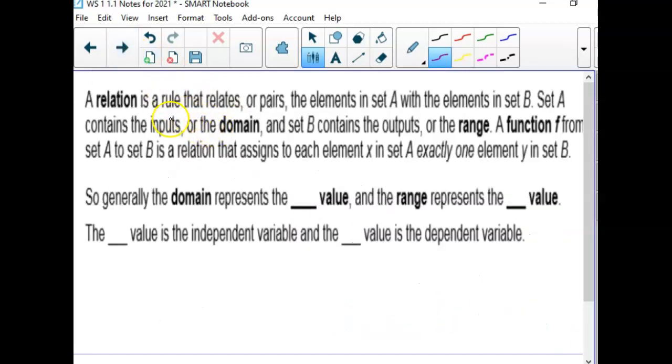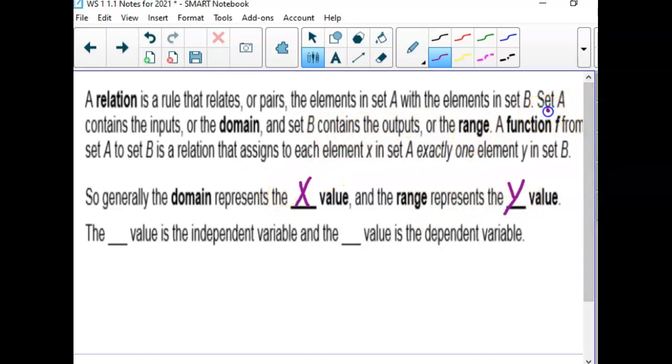All right. It says a relation is a rule that relates or pairs the elements of set A with the elements of set B. Set A is the inputs or the domain, okay? So generally domain represents the X value. And the set B contains the outputs or the range. So the range represents the Y value.